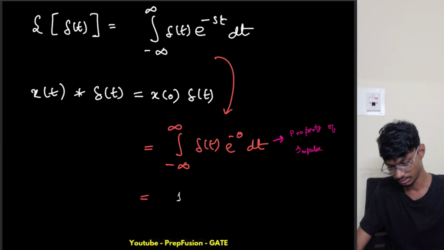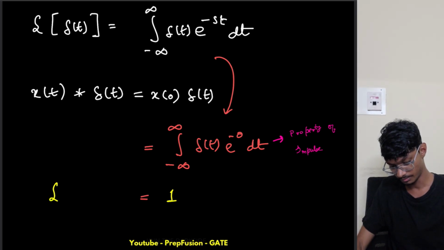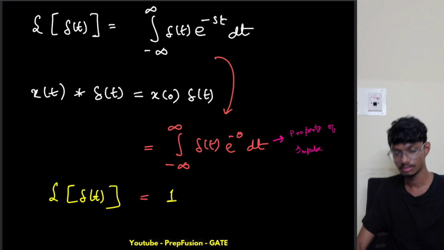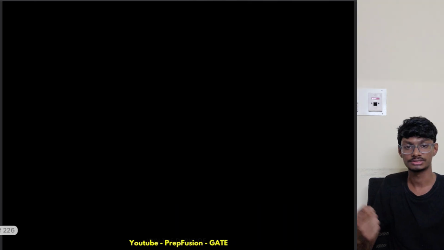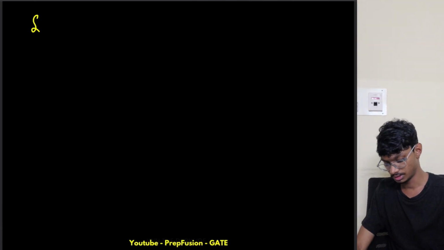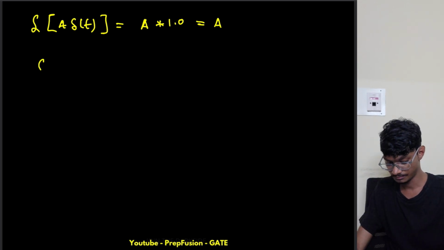So we get this as 1 only. So our X of s, the Laplace transform of delta of t, is 1 only. Now let me make a few changes here. What will be the Laplace transform of a times delta of t? It will simply be a only, because it is times 1, so it is a only. Okay, now what is the Laplace transform?